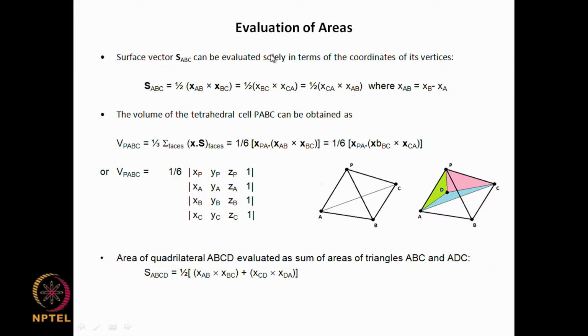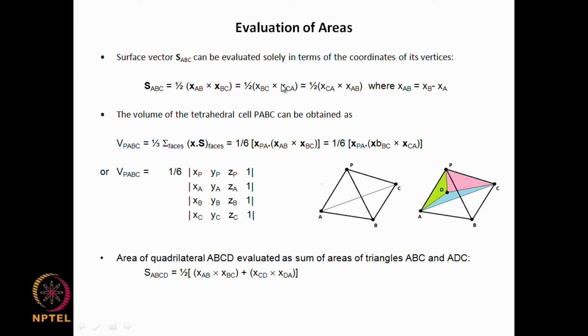Evaluation of areas: the surface area vector SABC can be evaluated solely in terms of the coordinates of its vertices. SABC is given as half of the cross product of XAB and XBC. It is also the same as half of XBC cross XCA. Here XAB is XB minus XA, where X is the vector consisting of the three XYZ coordinates of point B and point A. So, this evaluation of the surface vector for the surface SABC involves only the three vertex coordinates.